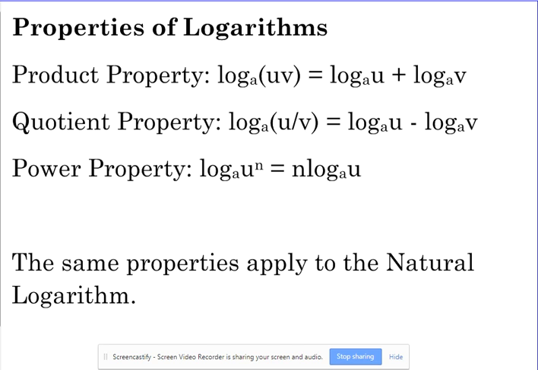The quotient property, and the way that I remember these is I relate them to my exponent rules, okay? When you multiply like bases, what do you do with your exponents? You add them. So when you're multiplying within a logarithm, you add the two logarithms. Quotient, when you are dividing like bases with exponents, you subtract the exponents. So when you're dividing within a logarithm, you can expand that into the difference. And it's always the top one comes first, the bottom one comes second, or vice versa. If you're subtracting, you may need to condense them. It just depends on what the instructions are.